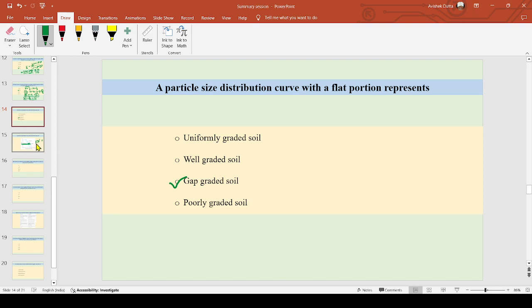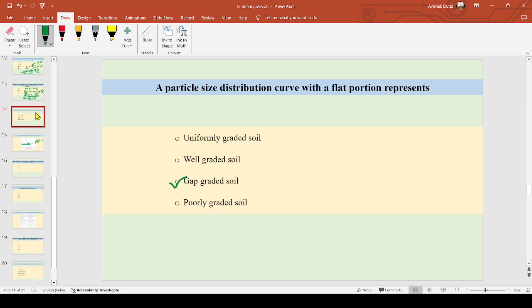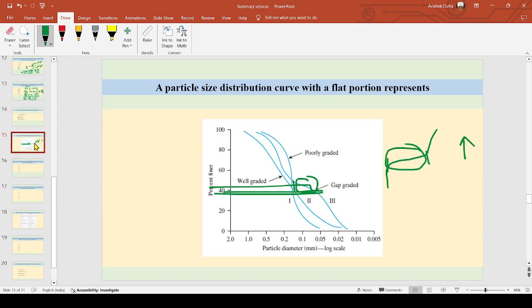Well-graded soil is required because it has good interlocking property among the soil particles, so as to ensure good compaction and good resistance against external forces. We generally prefer well-graded soil because it has particles of almost all sizes, which gives better interlocking, essential during compaction and for increasing strength parameters and resistance to external forces. So the flat portion represents gap graded soil. Yes, correct. Okay, next question.